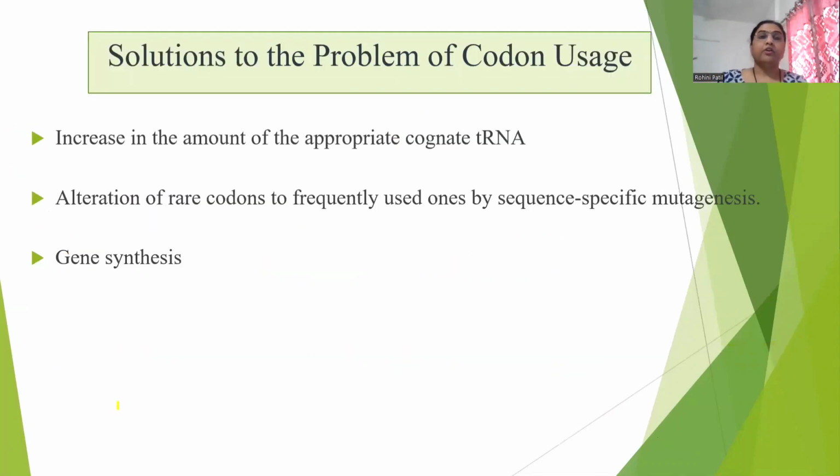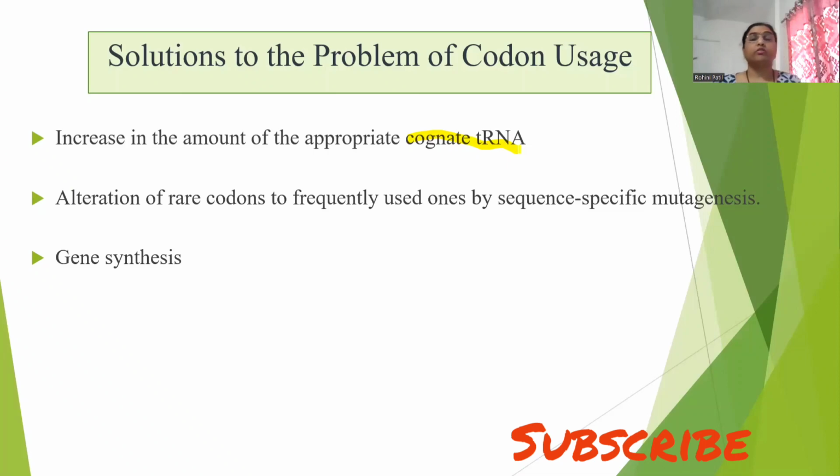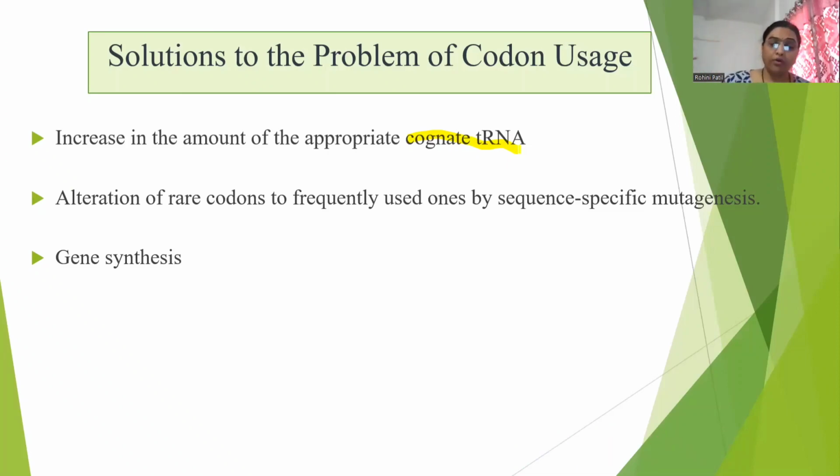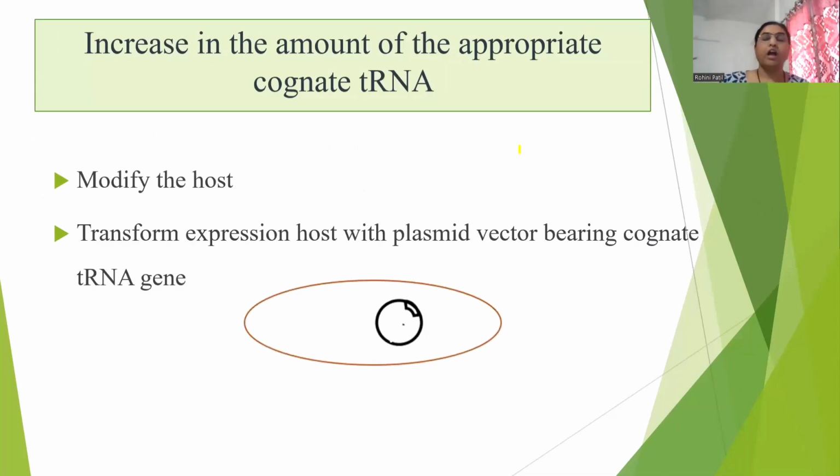Now going further, solutions to the problem of codon usage. Increase the amount of the appropriate cognate tRNA. The problem of lagging, the problem of missing incorporation, or the problem of truncation is going to happen due to what? Low concentration of the cognate tRNA. The level of the cognate tRNA in the cell can be increased. How? By modifying the host. Add a gene for the cognate tRNA into the host, so the concentration of the cognate tRNA is going to increase. Or you may have a plasmid vector that consists of the cognate tRNA gene. So the level of the cognate tRNA in the cell can be increased.